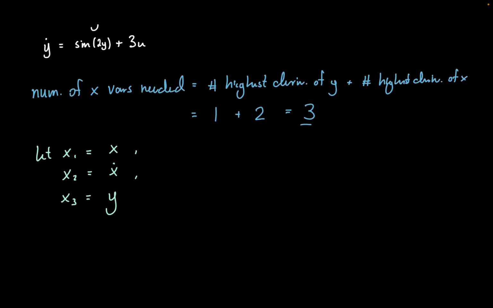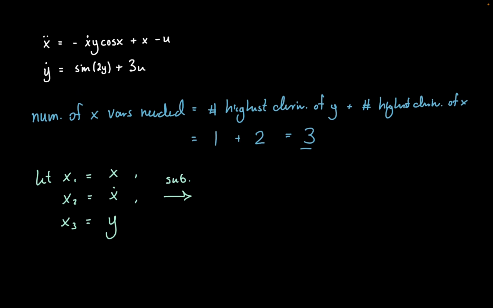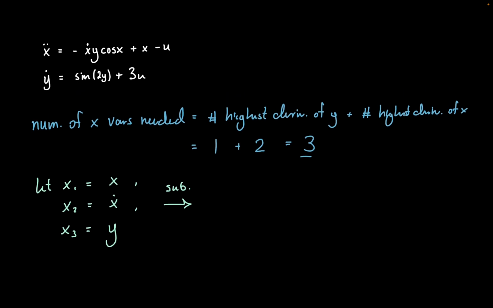So now that we have our x variables defined, we can substitute back into our original equations. We said before that x3 is equal to y. Well, up here we have y dot for that equation. So we'll write out x3 dot is equal to, I was looking at the wrong equation, we'll have sine of 2y, and we said y was going to be x3, plus 3u, where u is some external effect on our system.